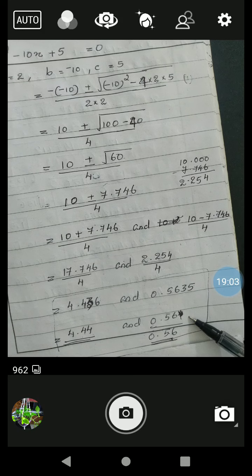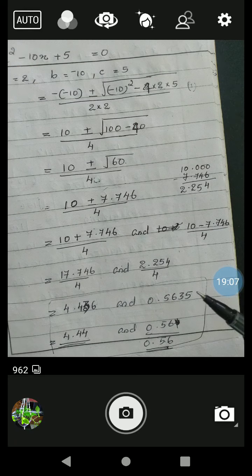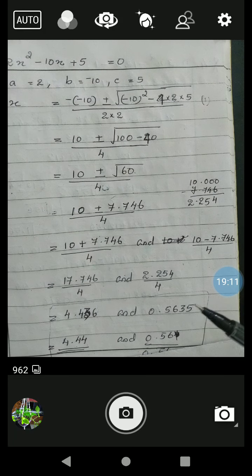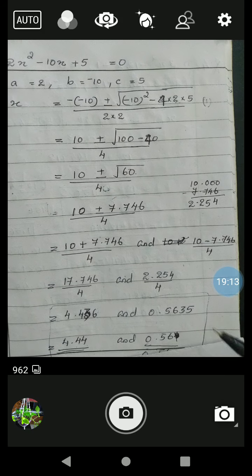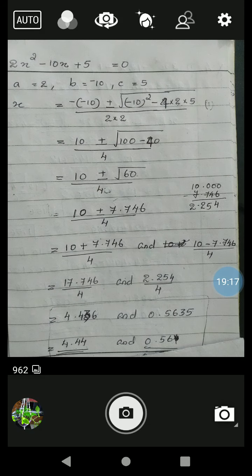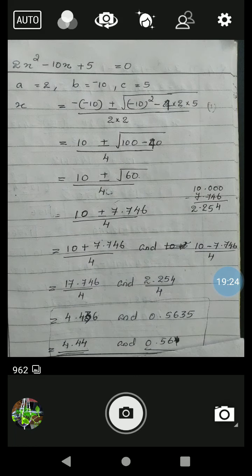Okay. So, be careful when you are doing this type of questions. And in the next class, we can do more questions with the help of this formula, minus b plus or minus root of b square minus 4ac by 2a. Okay. Thank you.